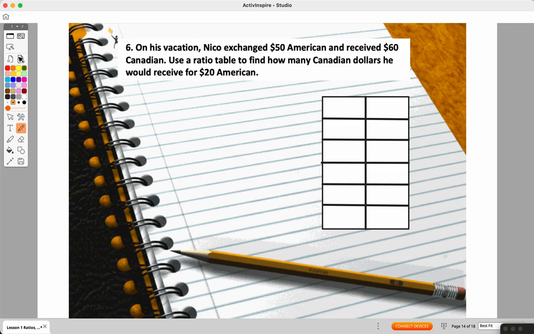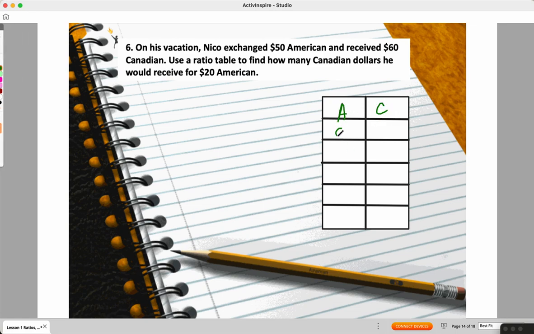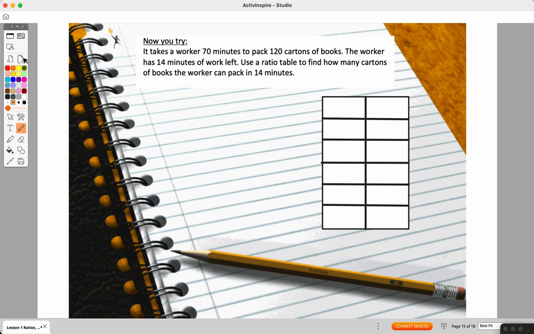Now, Nico exchanged $50 American for $60 Canadian. Use a ratio table to find out how many Canadian dollars he would receive for 20 US dollars. So American versus Canadian. If he's 50 to 60, well, again, I can't really get straight from 50 to 20, so I can scale by dividing. They're both divisible by 10, so I go 5 to 6. Now I can go from 5 to 20, which is times 4. Nico would have gotten $24 in Canadian money if he exchanged 20. All right, go ahead and pause and figure this one out for me.